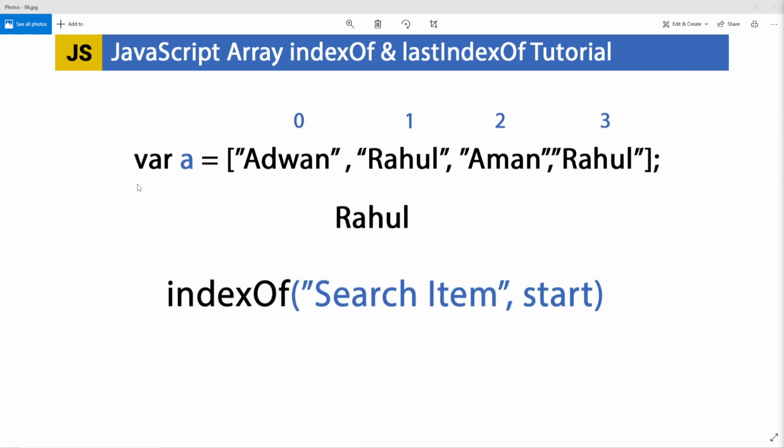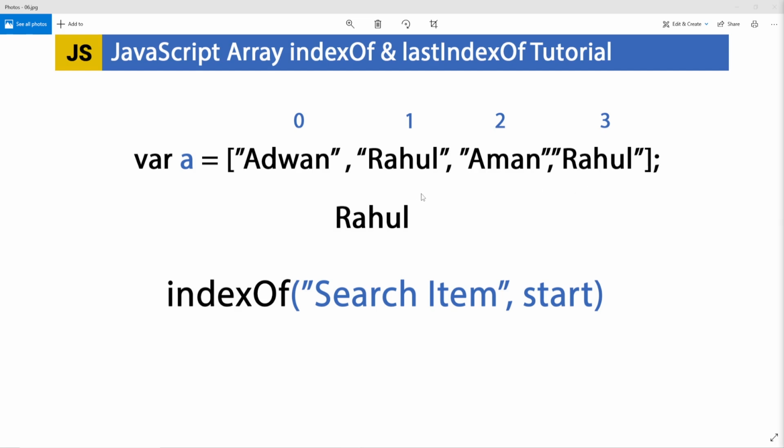Here you can see an array, our variable name is a, and we have a total of 4 values in this array: Advan, Rahul, Aman, and Rahul again. Now you want to check whether the name Rahul exists in your array or not. If it exists, then return the index number. In our case, it's going to return 1, because at our 0th index we have Advan, at our first index we have Rahul, at our second index we have Aman, and at our third index we have Rahul again.